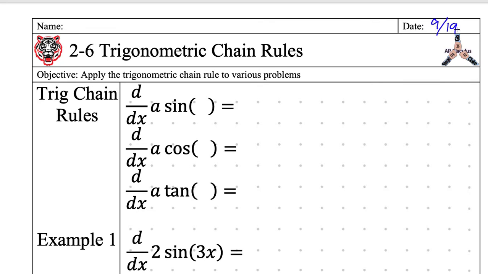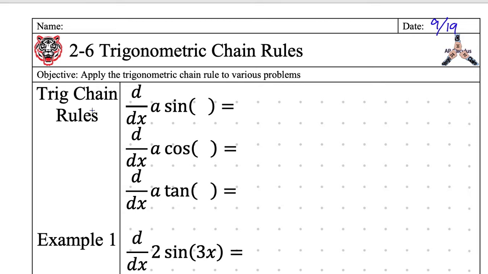9/19/19, 91919. All right, so our objective. Read it, someone. Apply the trig chain rules to the various problems. So that's why I even have it in the title over here, trig. It was just too much. If I actually type out trigonometric, it takes up too much room and I have to make the font size like 11 instead of 22.5.